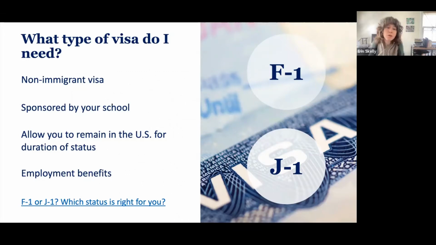Both of them allow you to remain in the US for the duration of your status. They each have different types of employment benefits. If you're not sure which one is right for you, we have a page on our website that compares both of the visa categories so you can determine which one is more appropriate. Most students are on an F1 visa. Some students are on a J1, which is an exchange visitor visa. You might be on an exchange program as a J1, or you might have government funding. The J1 has really specific requirements. So for most people, you're likely to be on an F1, but some of you will be on a J1.